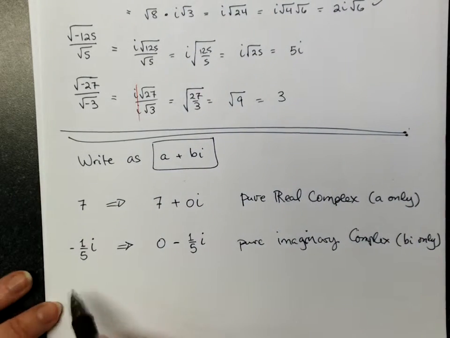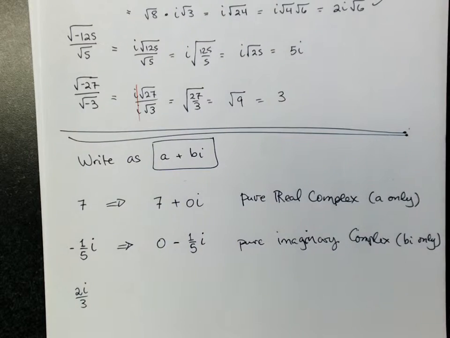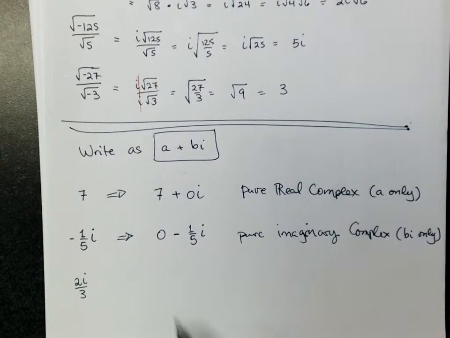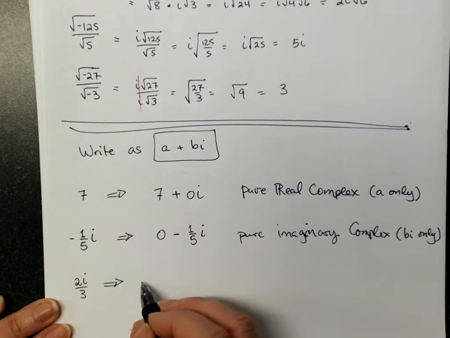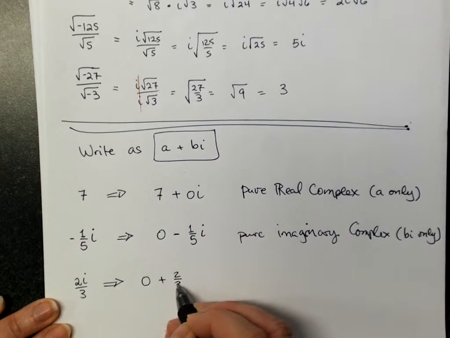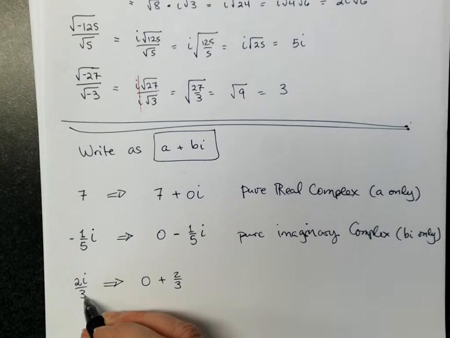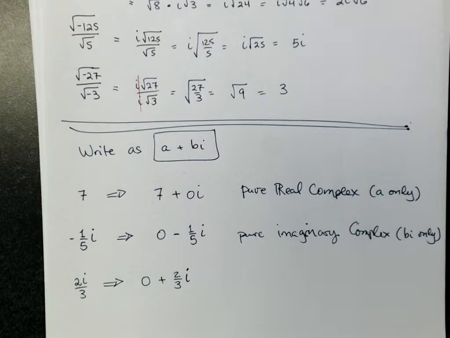Now note that, and this is going to come into play in a minute, if you had something like this, 2I/3, it's another pure imaginary. Okay. Note that you would write it as 0 plus, and go ahead and pull that out as a coefficient, a fraction coefficient, and make sure the I, not on the bottom, is written right at the bar.